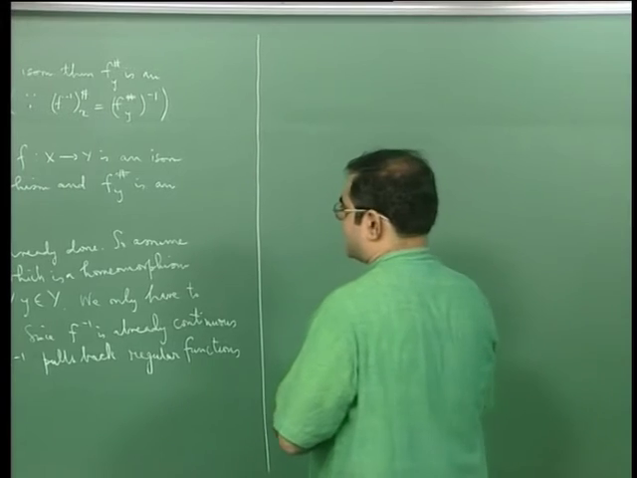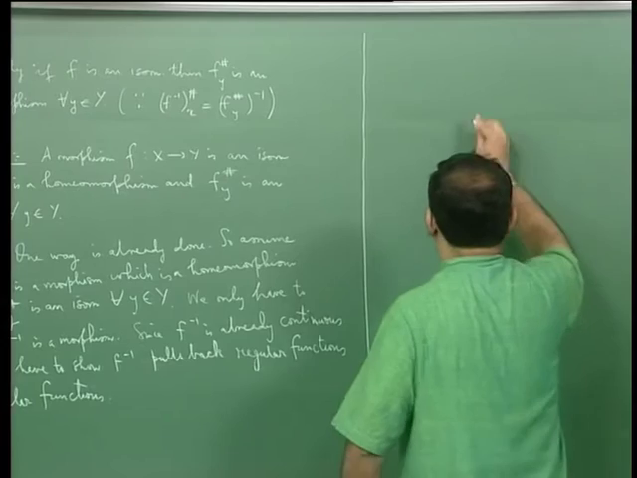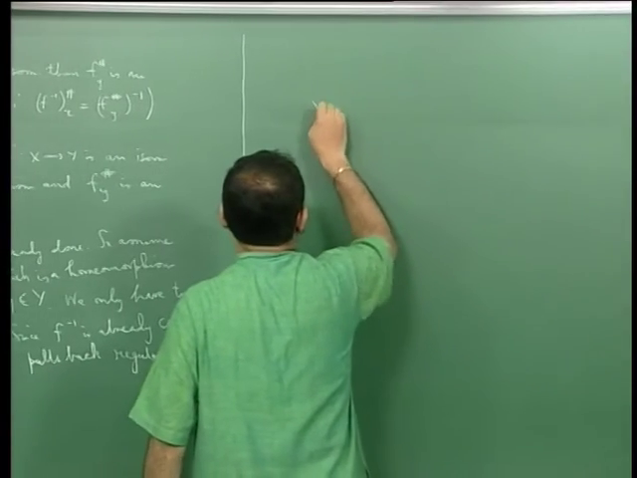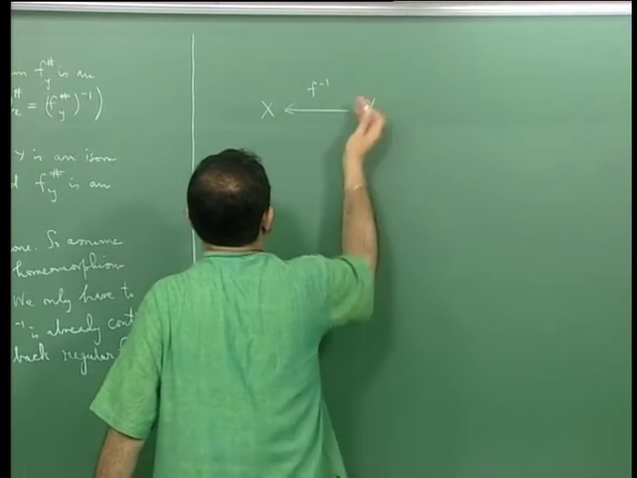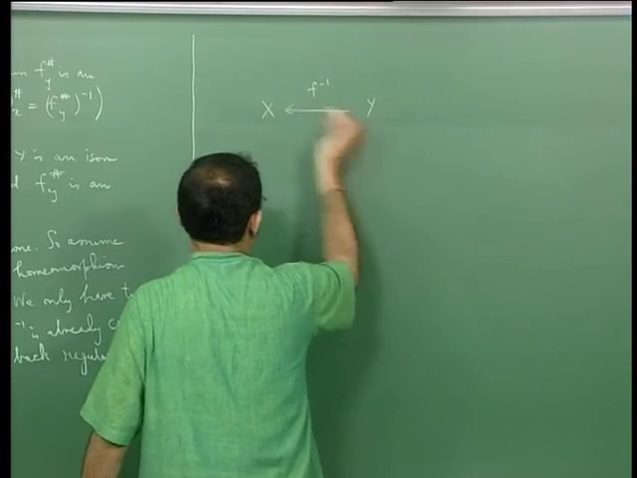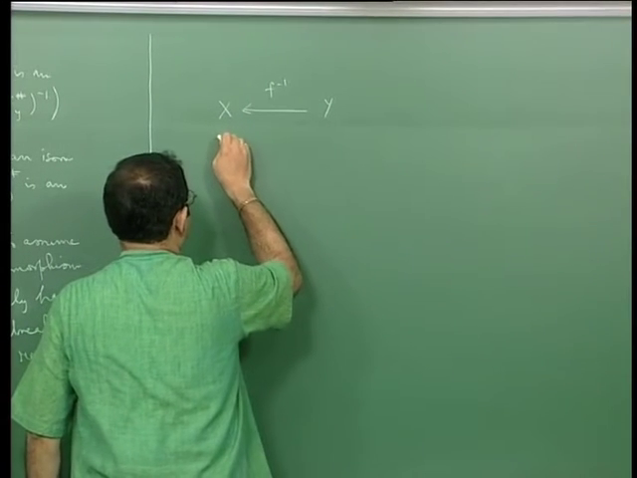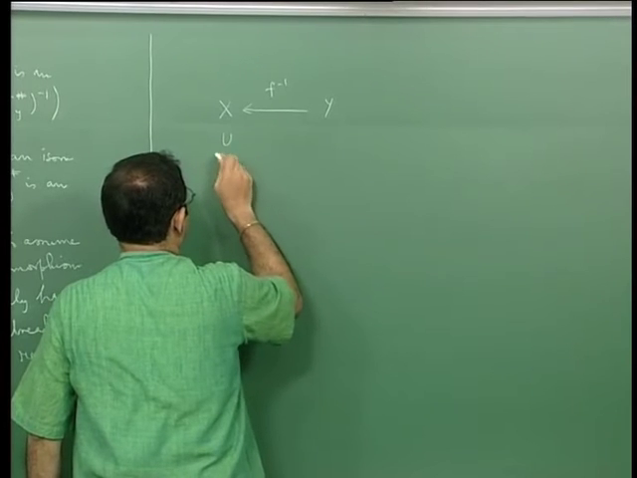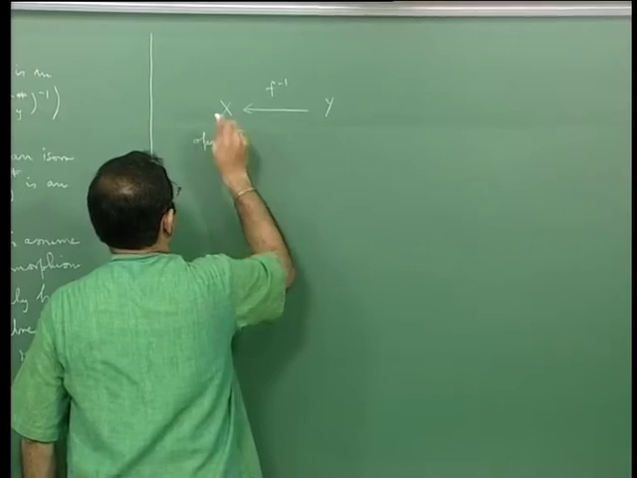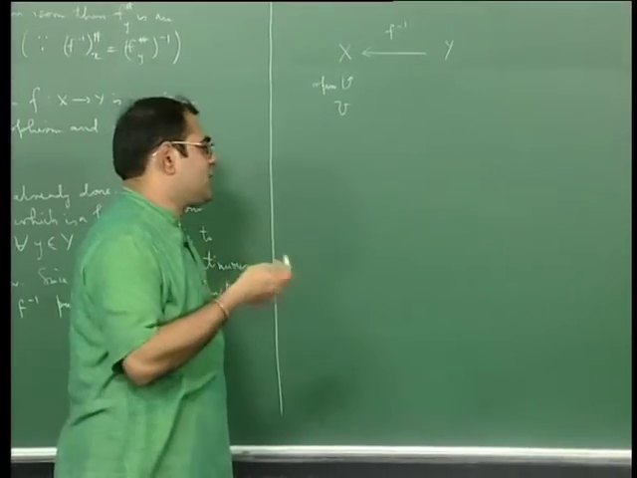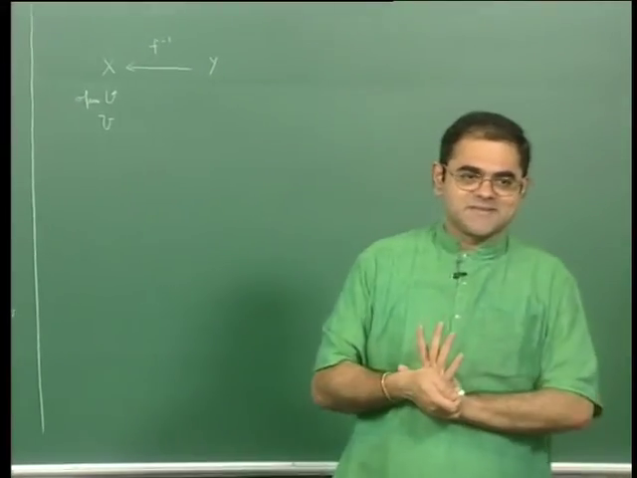So you know the situation is like this, so here is X, here is F inverse and here is Y. F is already, of course, a homeomorphism. I have to show it pulls back regular functions to regular functions. So what I will do is I'll take an open subset U here. Of course, whenever I talk about open subsets I'm not mentioning it, but I'm only interested in non-empty open subsets, okay.